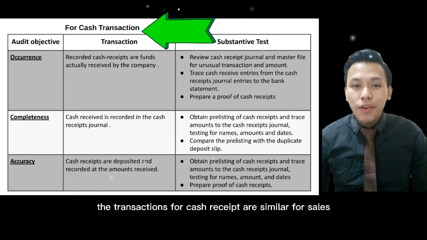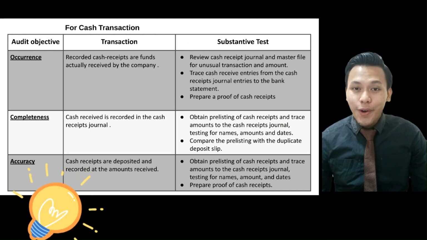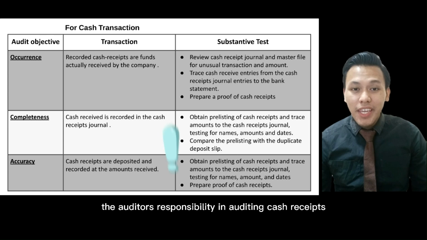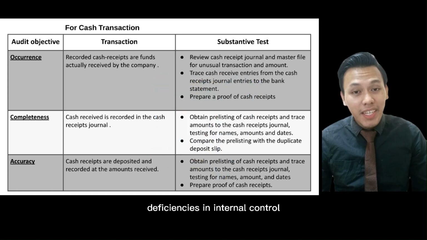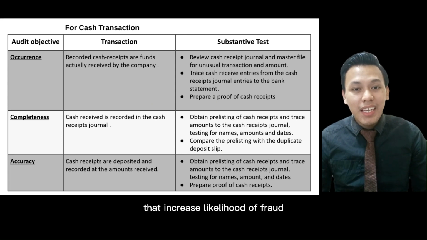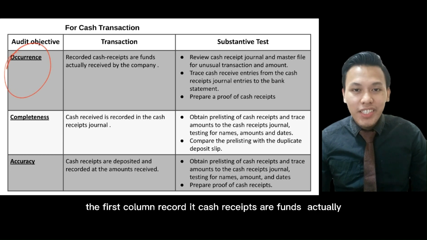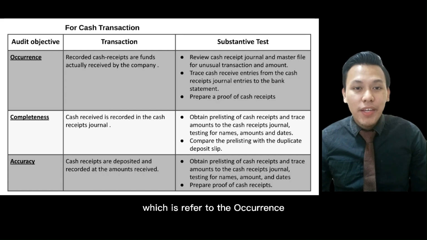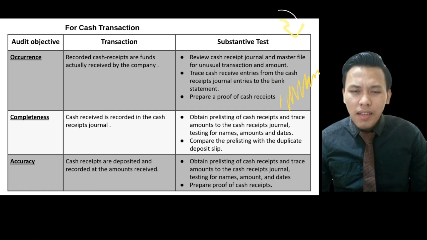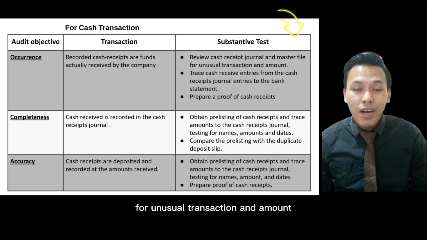The transactions for cash receipts are similar to cash sales. Therefore, the auditor's responsibility in auditing cash receipts is to identify deficiencies in internal control that increase the likelihood of fraud. The first column, recorded cash receipts are funds actually received by the company, refers to the occurrence. For the substantive test, the auditor can review the cash receipts journal and master file for unusual transactions and amounts.